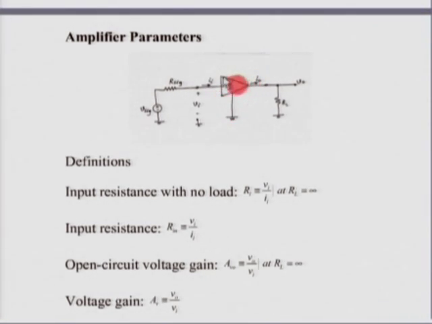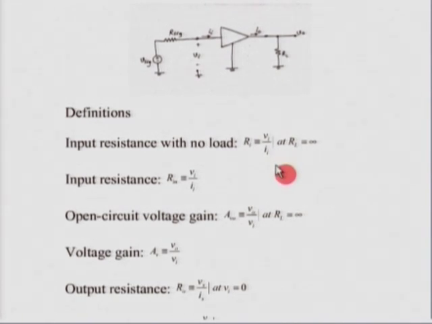What we have here is a block schematic of an amplifier, and what is shown here is the input signal represented by the Thevenin equivalent, an open circuit voltage V sig and a Thevenin resistance R sig. A current I flows into the amplifier, and at the input of the amplifier a voltage V I develops. From the output, a current I naught flows into the load R L, and across R L we develop the output voltage V naught. Now, the parameter definitions for an amplifier are as follows.